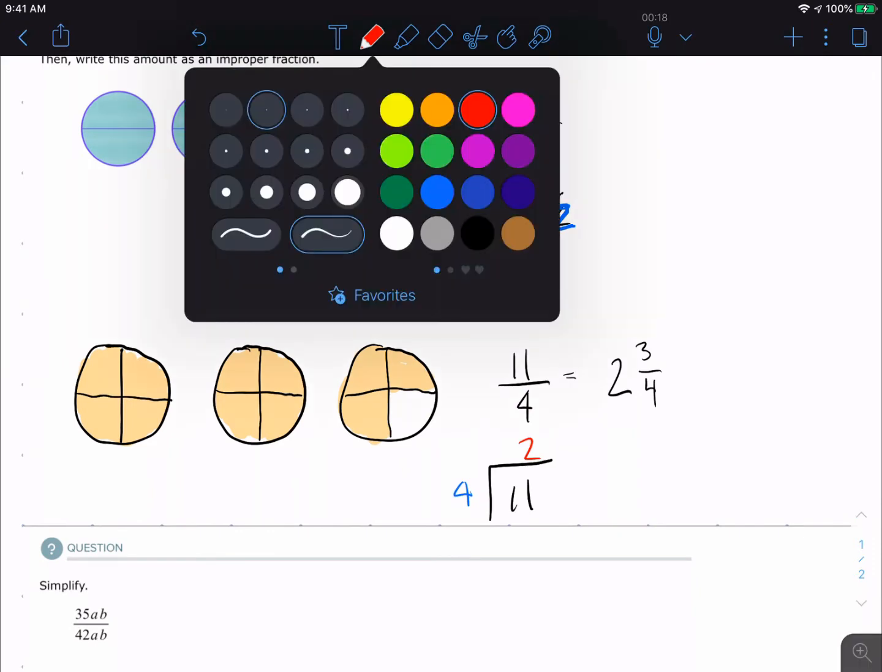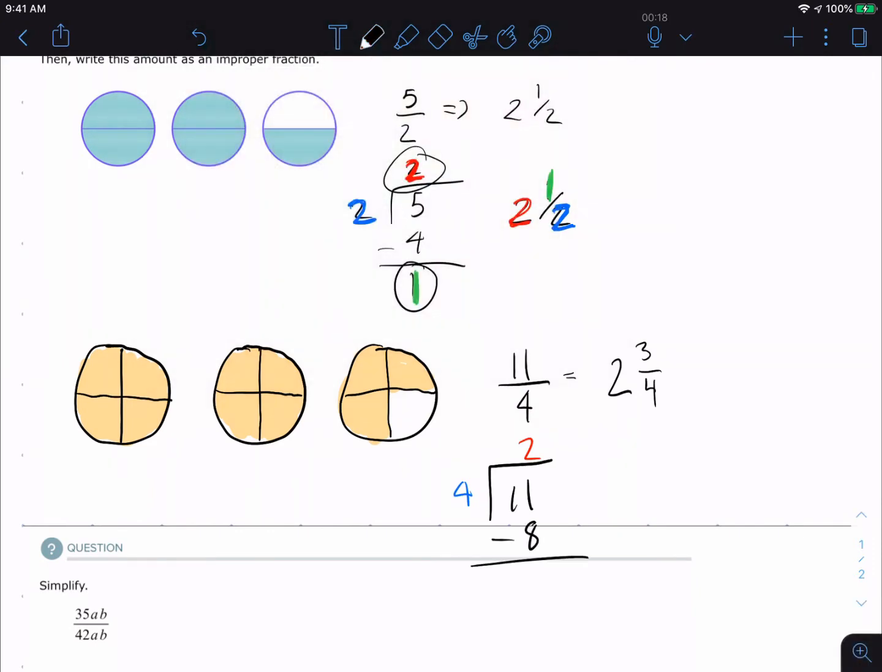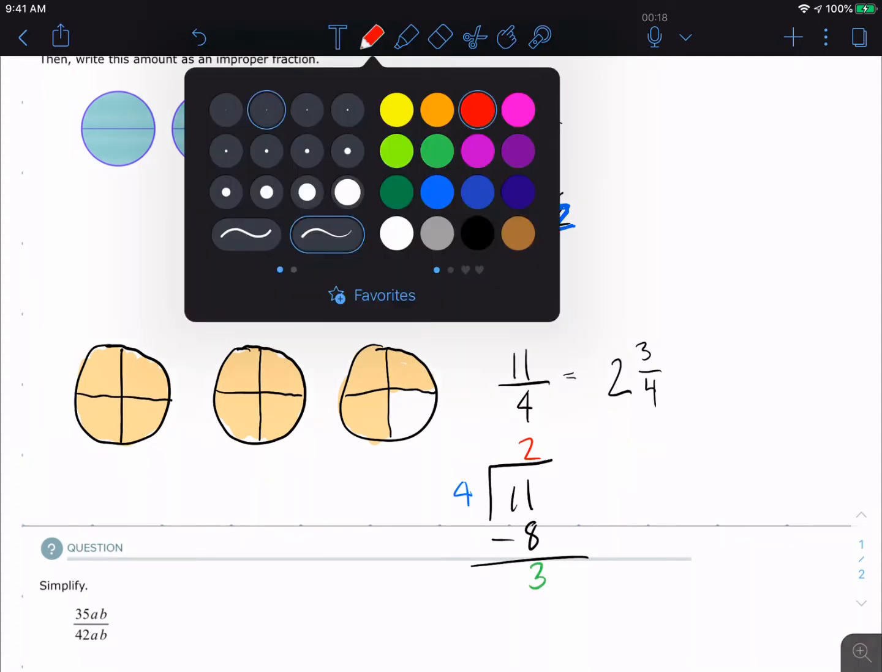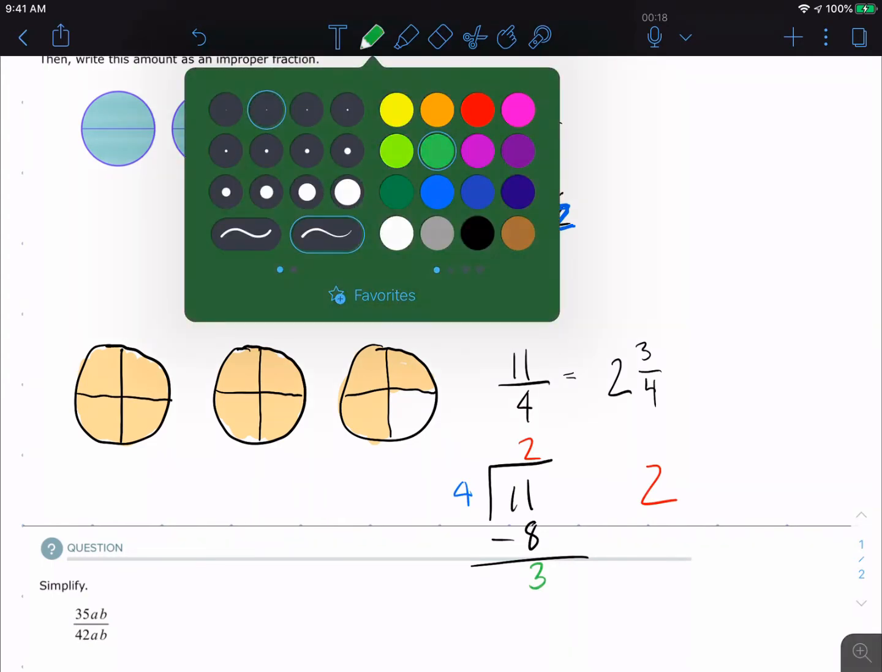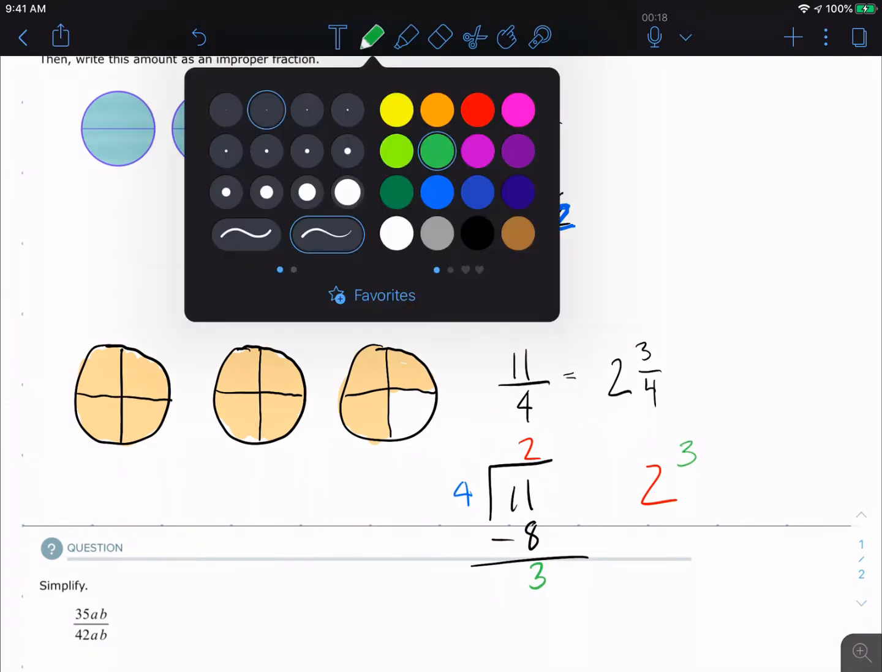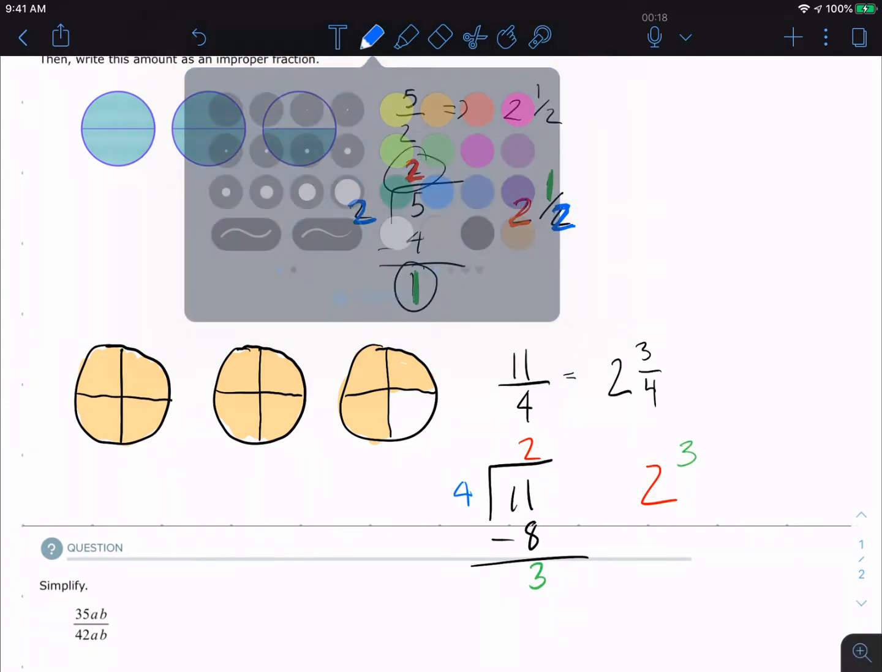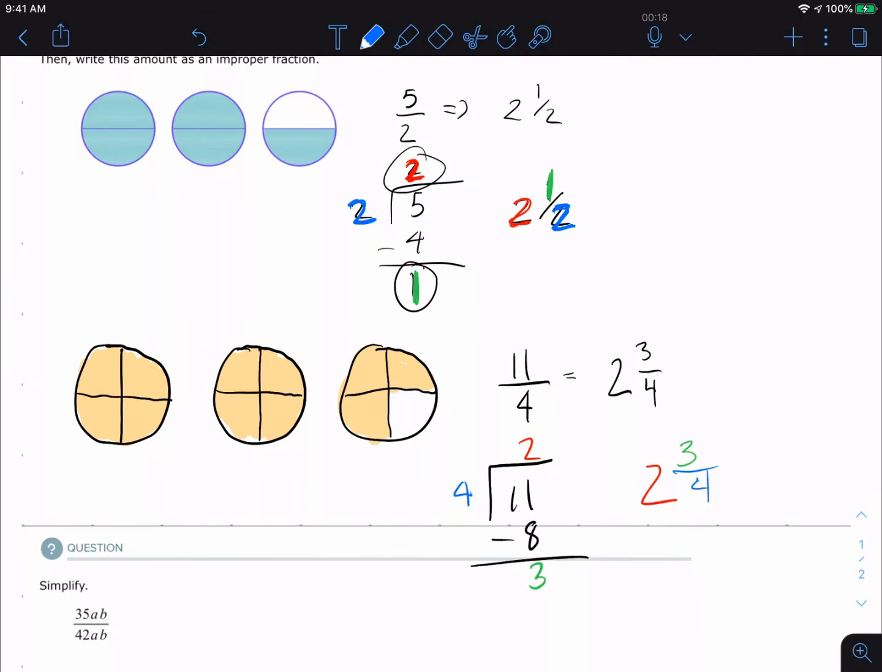And then 2 times 4 gives me my 8. And then my remainder that's here is going to be 3. So when I go to write this, we can see 2 is my whole number, 3 is my remainder, and I divide it by 4. And that's how I can write it that way. Does that help? All right, cool.